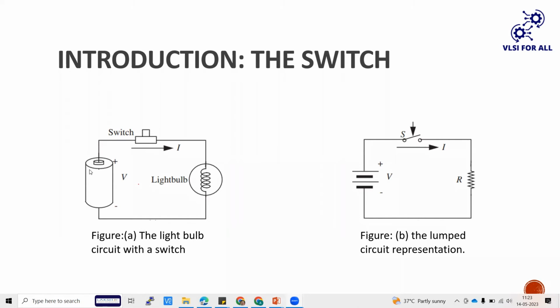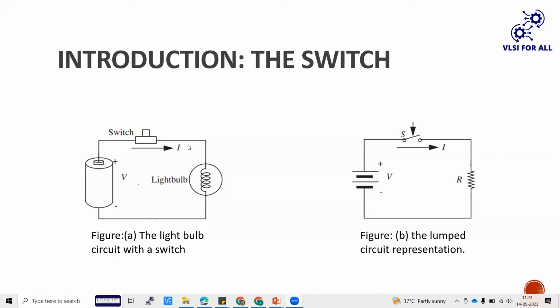Hope you can see my cursor. And here there is a bulb. Whenever the switch is closed here, then this voltage will reach this bulb through the switch, and there will be current generation in the circuit. Because of the current, the light will glow.